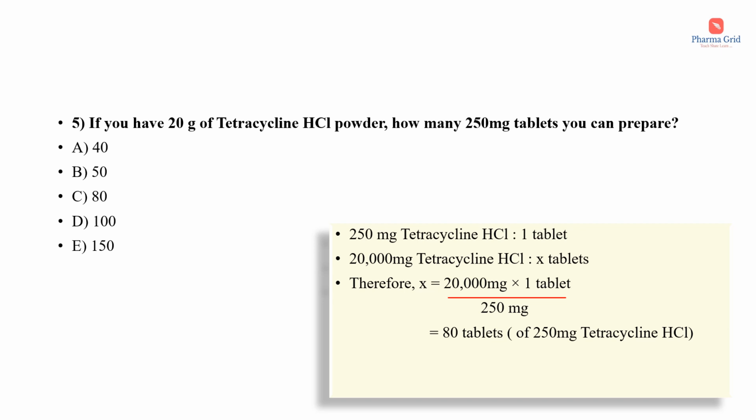So 250 milligram tetracycline hydrochloride is present in one tablet. 20 gram means 20,000 milligram tetracycline hydrochloride powder in X number of tablets. Let the number of tablets we can prepare be X. Therefore X is equal to, simple cross multiplying, 20,000 milligram into one tablet divided by 250 milligram. That is equal to 80 tablets. So we can prepare 80 tablets of 250 milligram tetracycline hydrochloride with 20 gram of powder.